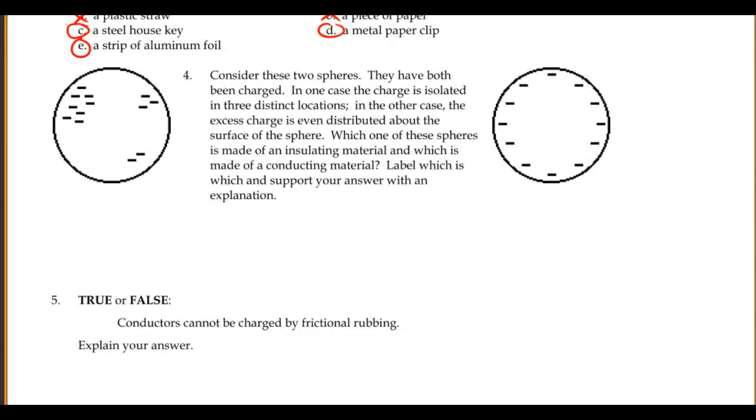Okay, so here we have a picture of two spheres. The one on the right has the charge spreading out evenly throughout, and they are on the surface of the material. On the one on the left, we have three different distinct areas of charge. That's going to make this item, which has the electrons or the charge not moving around, an insulator. And that's going to make this item a conductor.